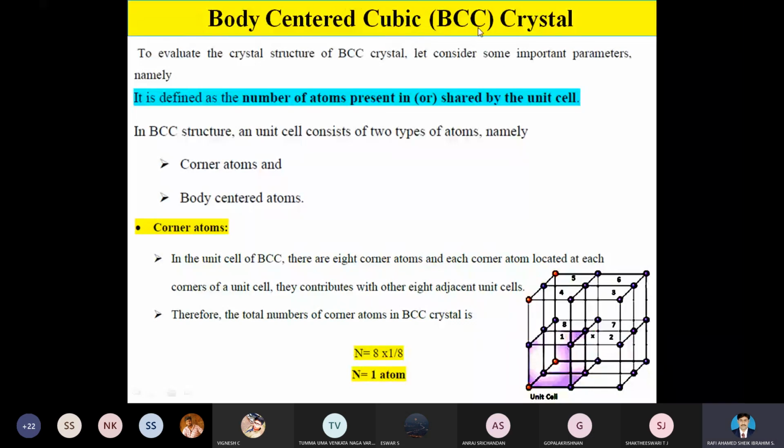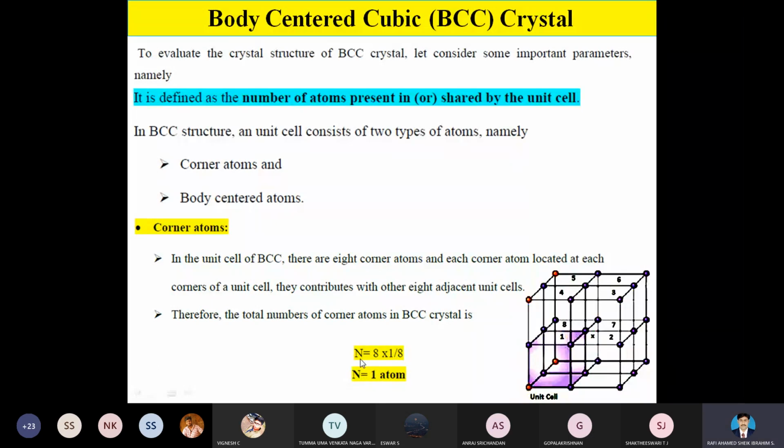In the BCC crystal structure, we know that a unit cell consists of 2 types of atoms. First, I have considered the corner atom. The medium is a cubical medium. So for a cubical medium, for the corner atom, we know the result. We have 8 corners. If you consider one corner atom, that corner atom is shared with 8 adjacent unit cells. Therefore, the contribution is 1 atom.